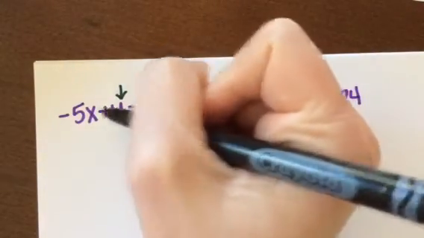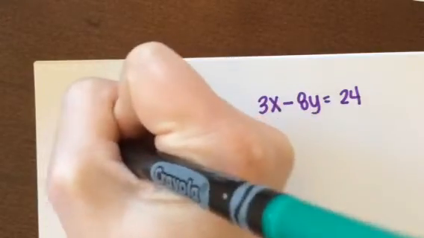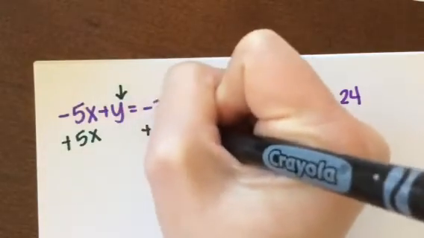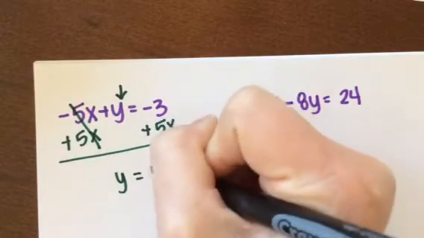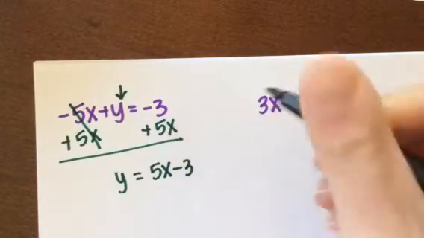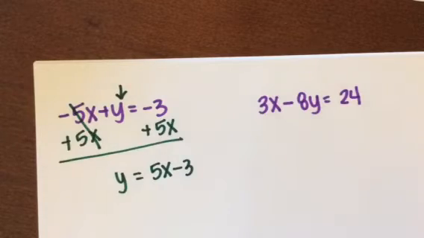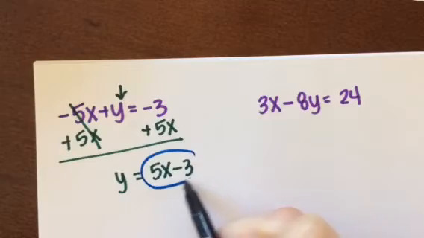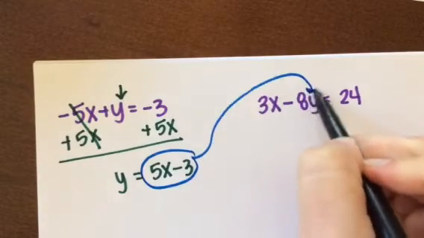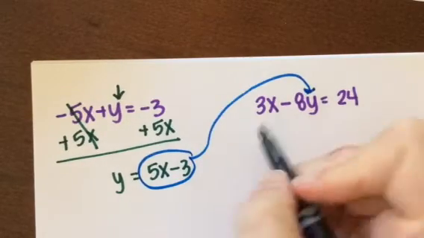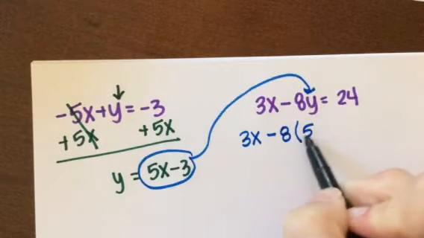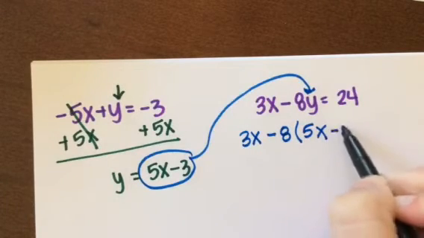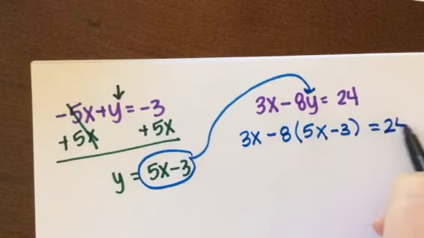In order to isolate this y, you need to get rid of the -5x, so add it to both sides. Y equals 5x minus 3. Now, you know a new name for your y. So you're going to take this and plug it in to the second equation for that y. So 3x minus 8 multiplied by 5x minus 3 equals 24.